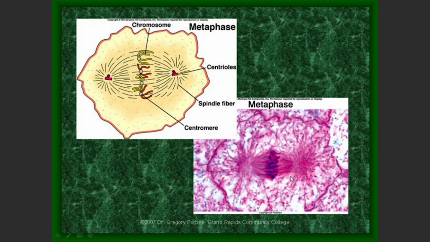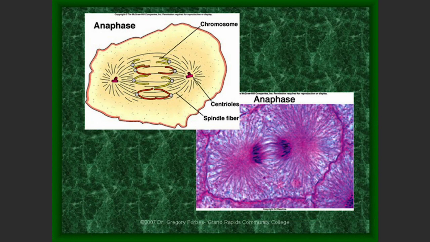What comes after metaphase? Anaphase. Anaphase is distinguished by, look at, two distinct lines of not sister chromatids anymore because they pulled apart. We now call them chromosomes. So look at this, two distinct lines of chromosomes. We know that we're in anaphase.